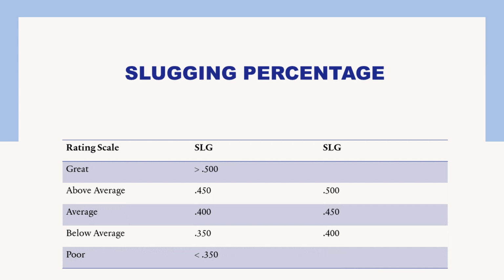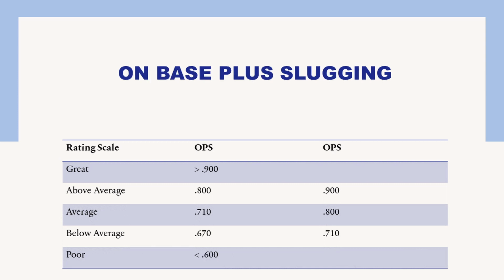League average slugging is around .400, with .450 being great and above .500 being exceptional. Below .350 is poor, with .300 and below being very poor. A .710 OPS is league average, with .800 being above average, .900 being great, and 1.000 being exceptional. .670 is below average, with .600 being poor and .570 being very poor.